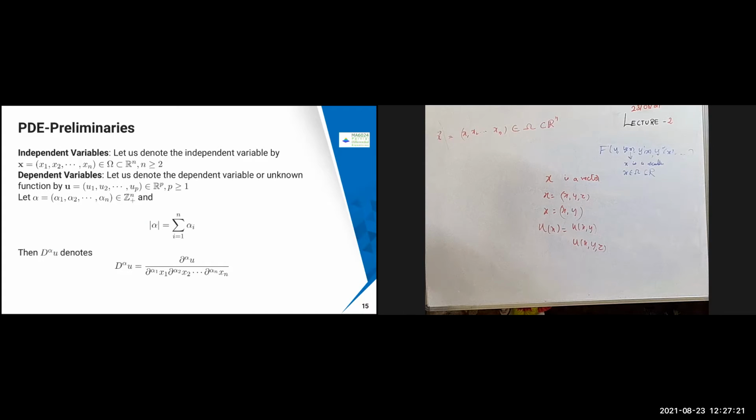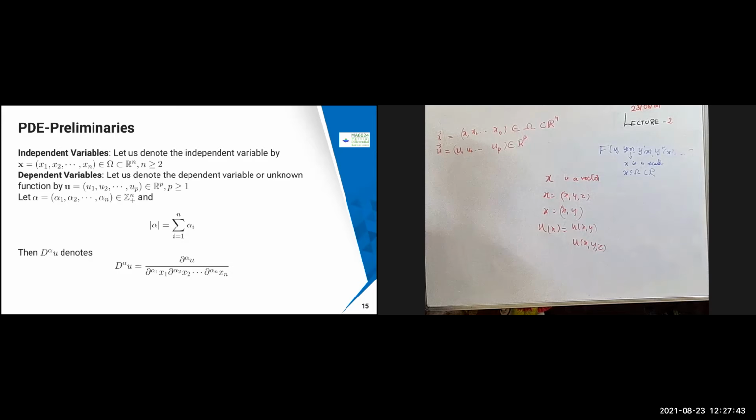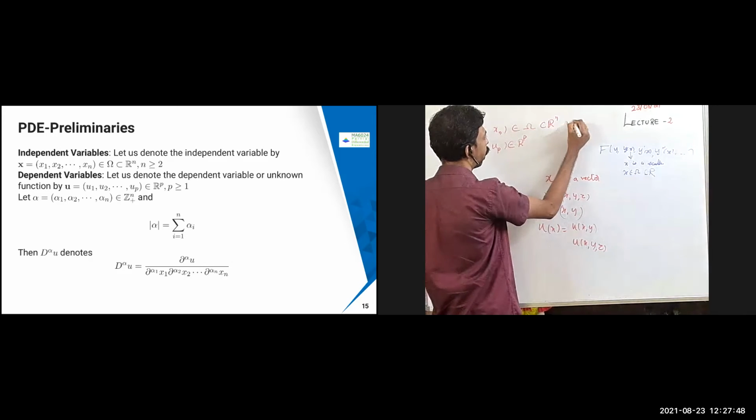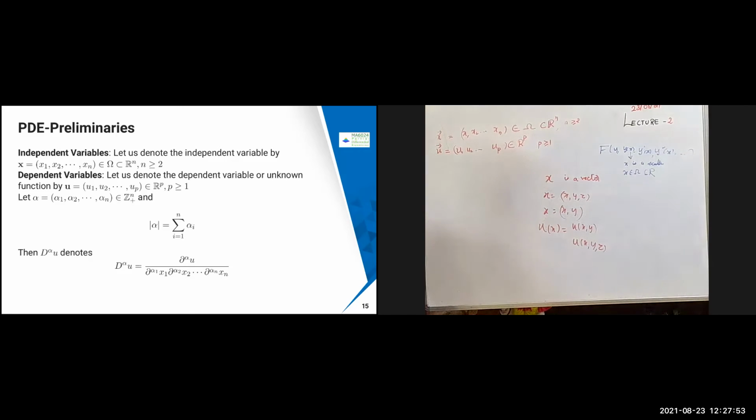Now the dependent variable. So u, I'm also defining like this. This is the unknown function, which I'm going to define as u = (u1, u2, etc., up). This belongs to R^p, where p is greater than or equal to 1, and n is greater than or equal to 2. So at least n greater than or equal to 2 is required, and at least p greater than or equal to 1 is required. At least one should be there here.